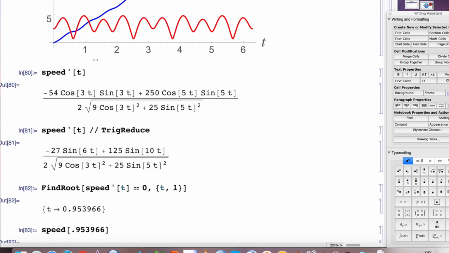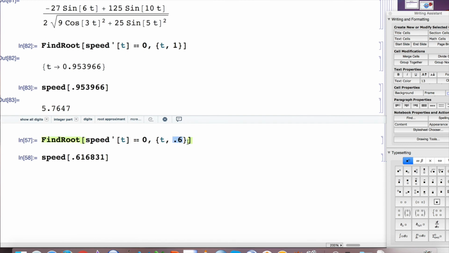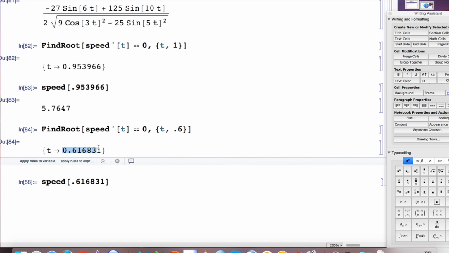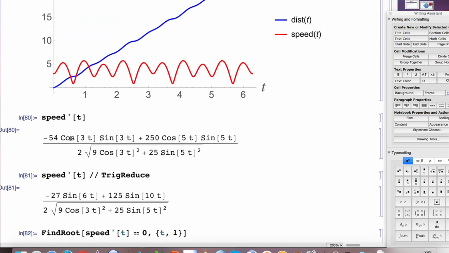And minimized near t equals 0.6 down there, and so giving a guess close to 0.6 using FindRoot gives us a t location of about 0.6168. Plugging that into the speed function gives us a minimum speed of about 0.8765. That is the minimum value here approximately that we see.